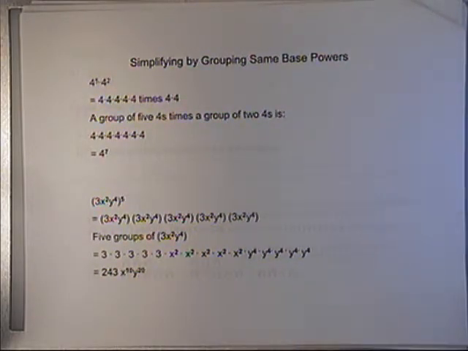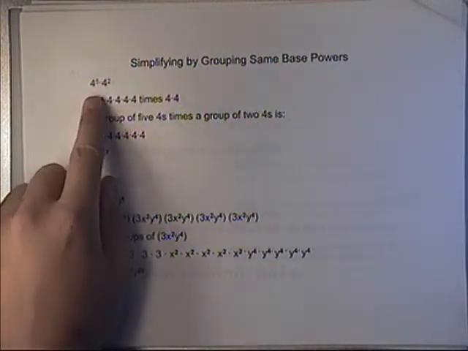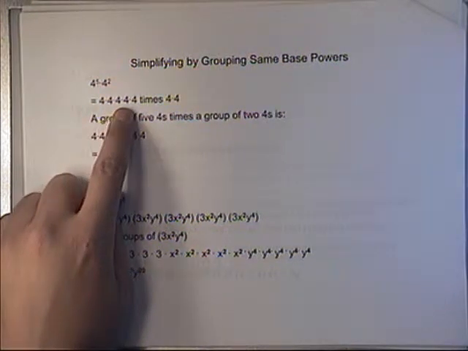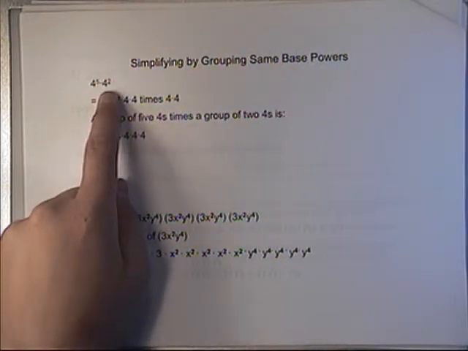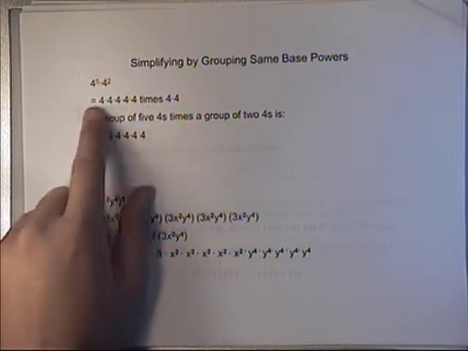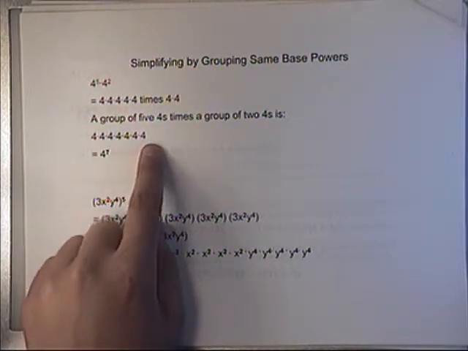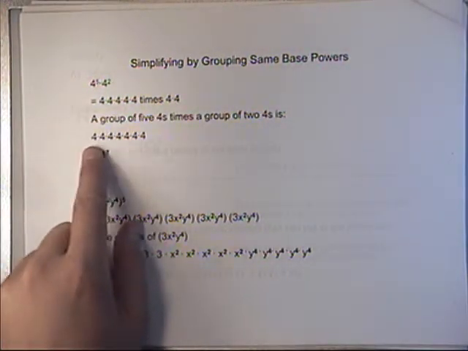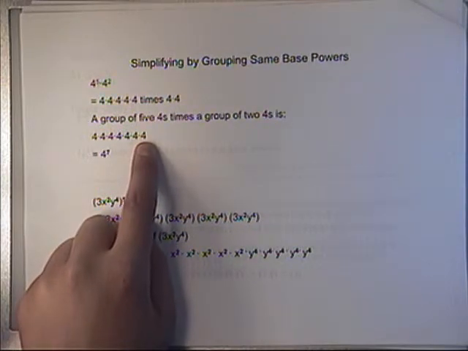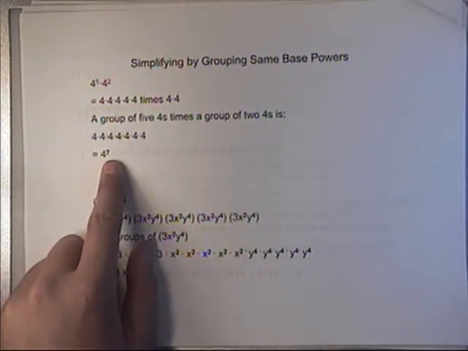Okay, simplifying by grouping same base powers. If you have 4 to the 5th times 4 to the 2nd, basically 4 to the 5th means 4 times 4 times 4 times 4 times 4, and 4 to the 2nd is 4 times 4. So you have a group of 5 4s and a group of 2 4s. And if you put them all together in one large group, how many 4s do you have? 7. So 4 to the 7th.